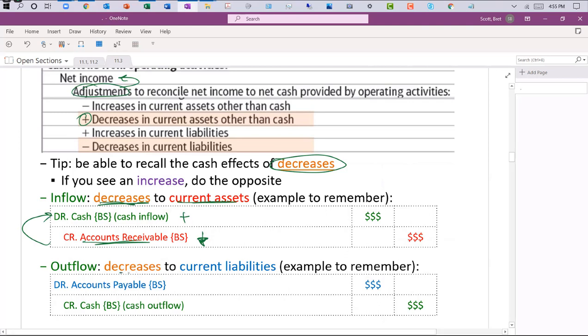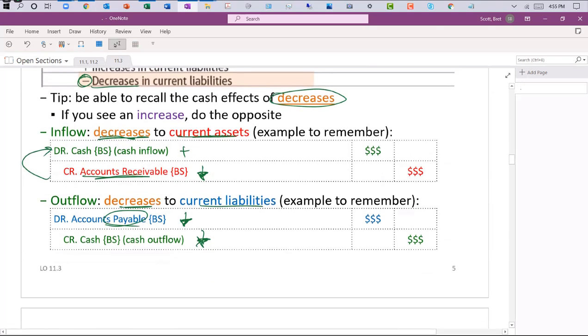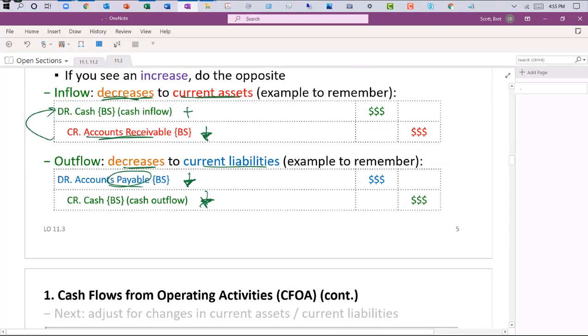What if I see a decrease to current liabilities? What would be an example of a decrease to current liabilities that could affect cash? Well, pretty much you pay down any type of payable that you pay off decreases that current liability. As a result, it also decreases cash. So I always remember that decreases to current liabilities need to be reflected as negative numbers on the statement of cash flows. That's the rule. There's the example. That's how I keep these things straight.